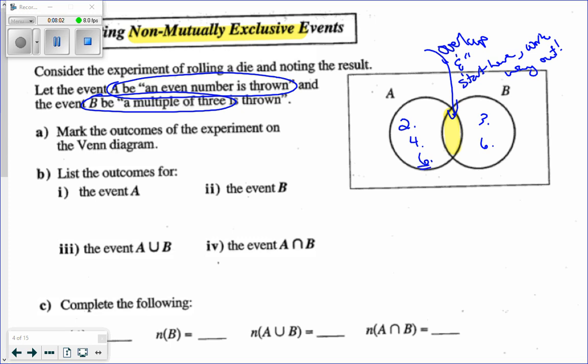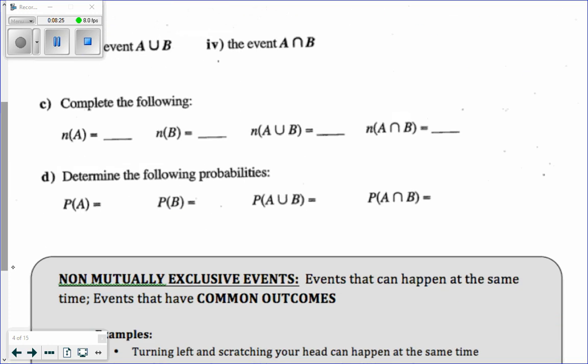Notice they both have a 6. So the way we actually write this is you put the 6 here in the overlap. So A is 2, 4, 6, and B is 3, 6. Okay? So exactly like what we did in set theory. I'm not changing the rules. All I'm changing is the probability question.